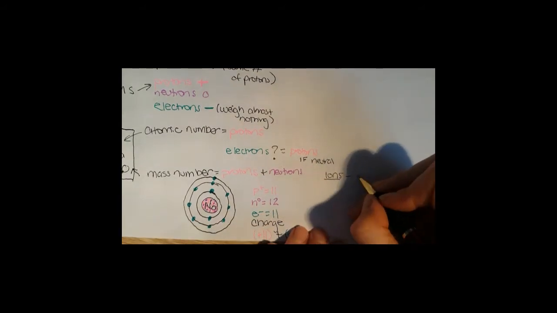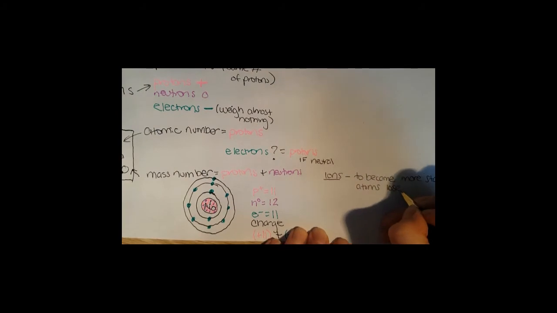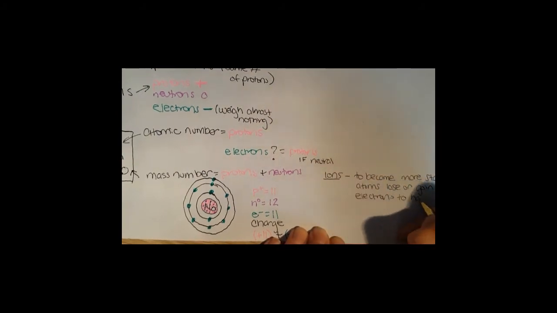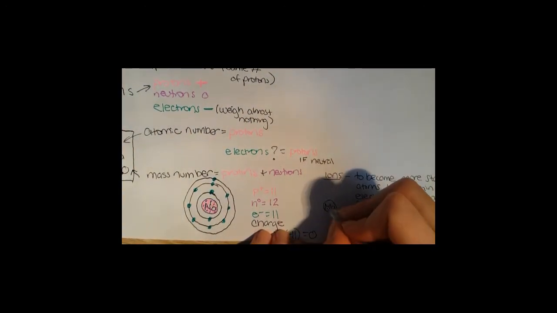However, this isn't really stable. Atoms become more stable by losing or gaining electrons to have a full valence shell or full outer shell. So sodium, to become more stable, would want to become an ion.